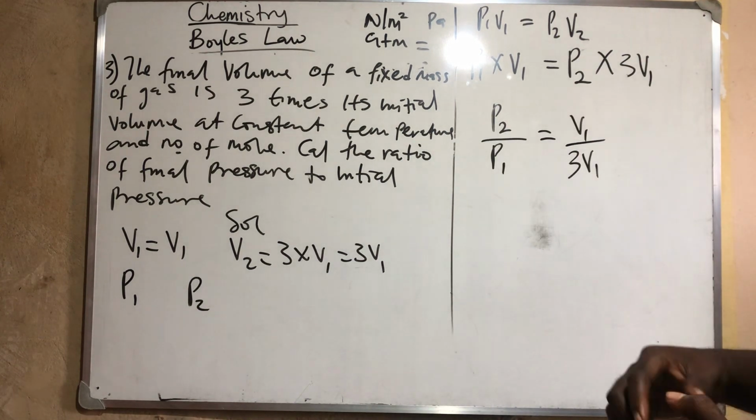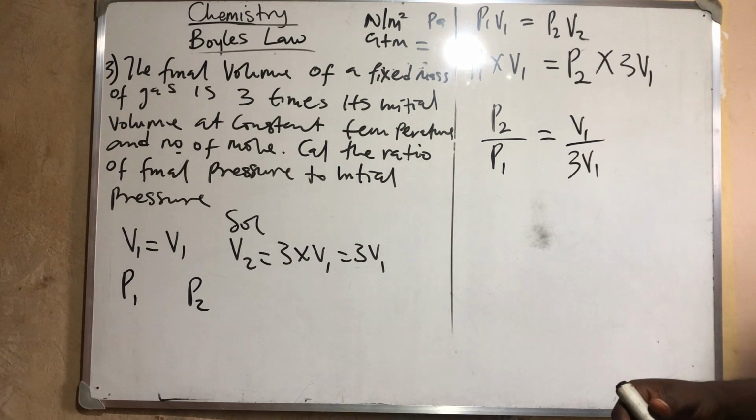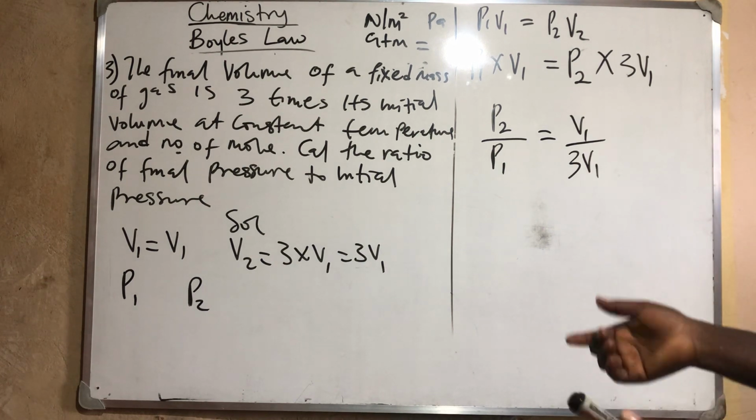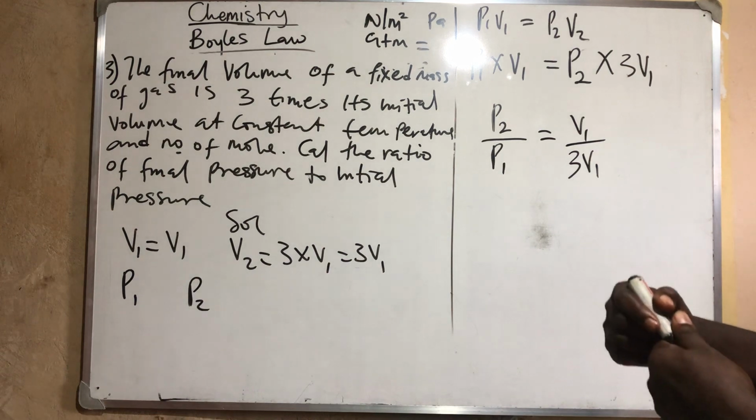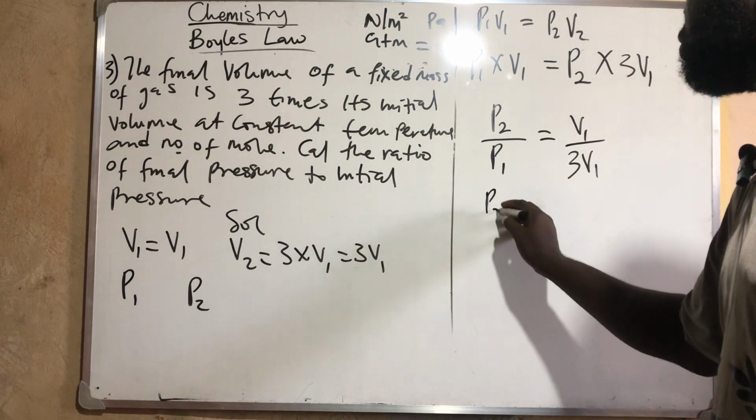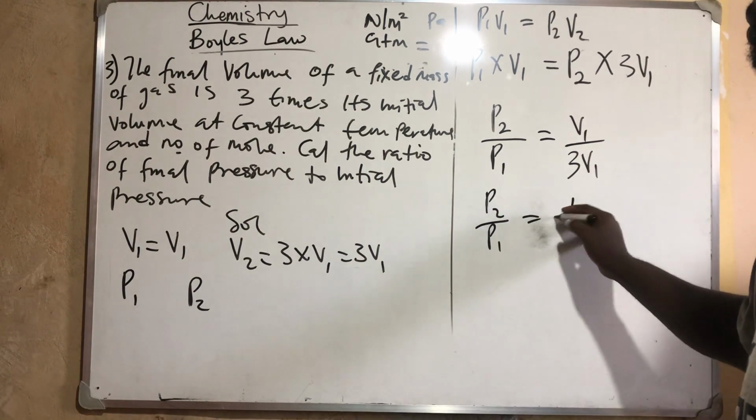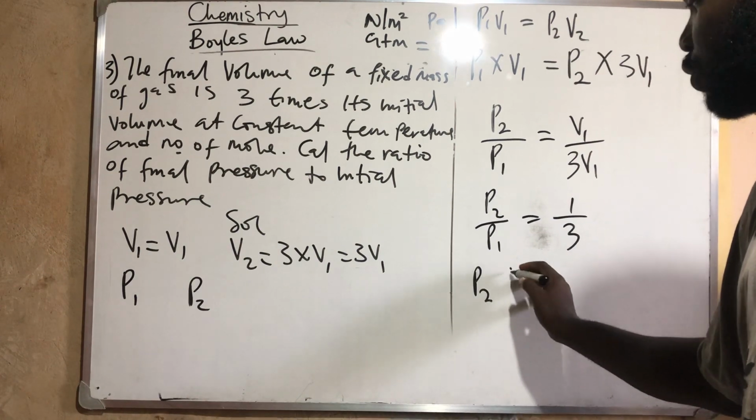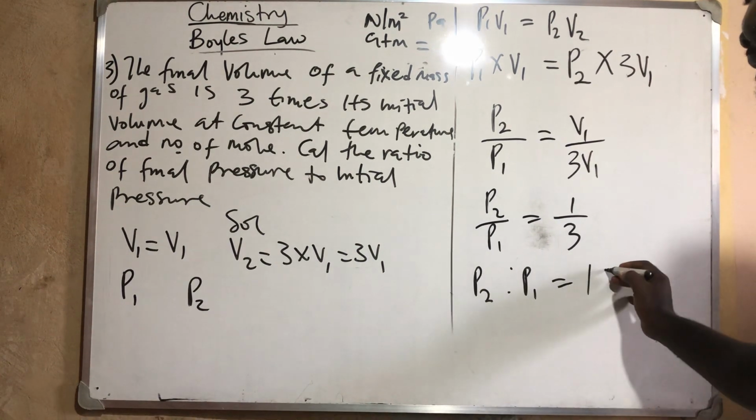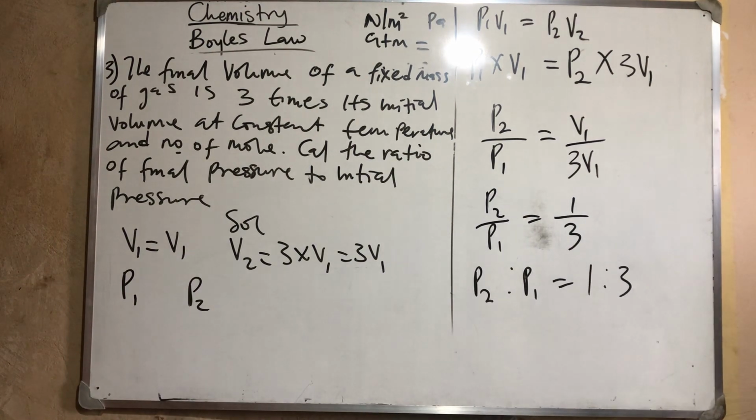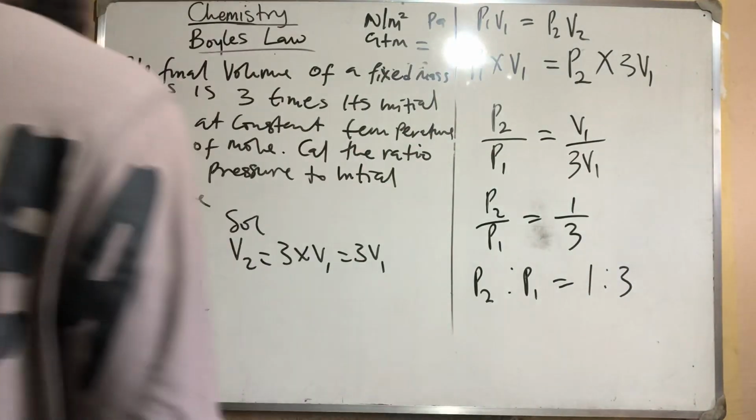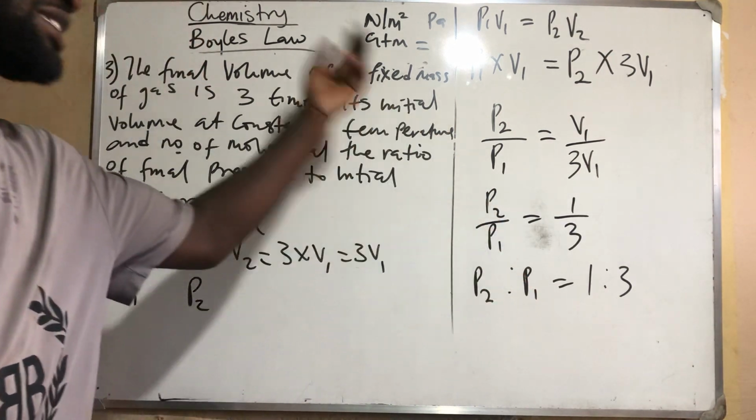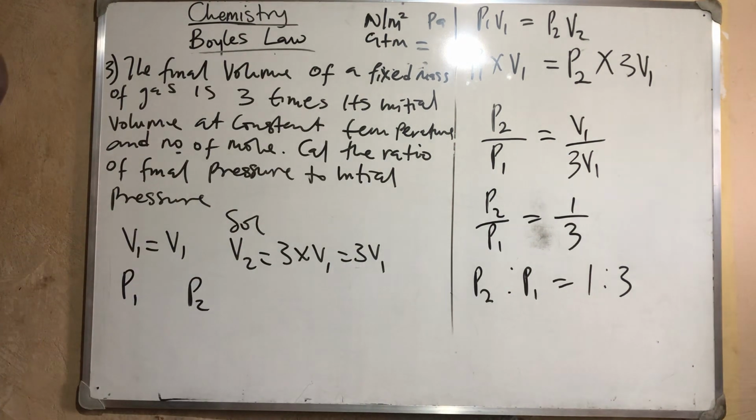Or we can equally use the formula that says V1 over V2 is equal to P2 over P1. If you like that one, you will still get the same answer. So you now see that P2 over P1 is equal to 1 over 3, because V1 will cancel V1. Therefore the ratio of P2 to P1 is 1 to 3. Are you getting it? So the first pressure is 3 times the second pressure. And that is Boyle's law.